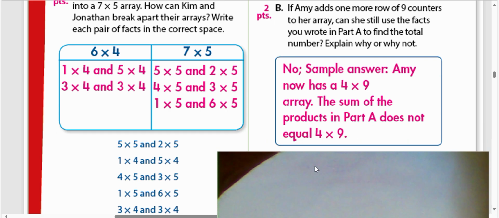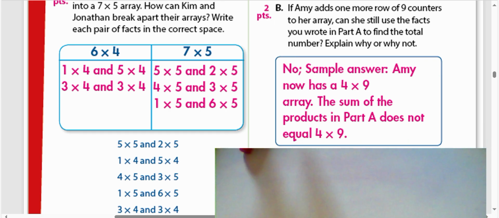If Amy adds 1 more row of 9 counters to her array, can she still use the factors you wrote in part A to find the total number? Explain why or why not. Simple answer here: Amy now has a 4 times 9 array. The sum of the products in part A doesn't equal 4 times 9, because 4 times 9 equals 36.